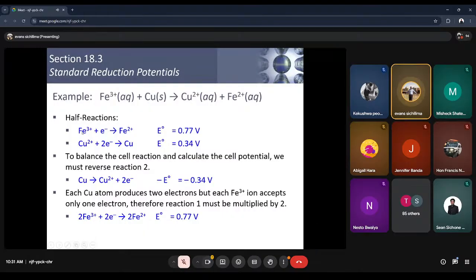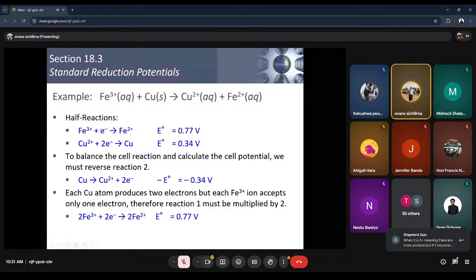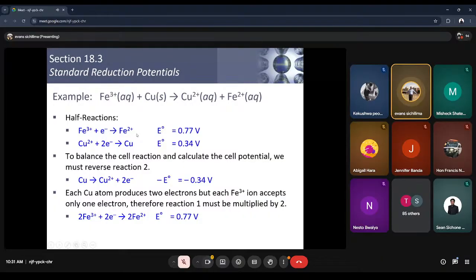So the half reaction is specifically focusing on one particular substance, in this particular case, iron. So to move from iron 3 plus to iron 2 plus is gaining one electron, and the addition of one electron is known as reduction. So when this process happens, this is the potential that is generated, 0.77 volts.